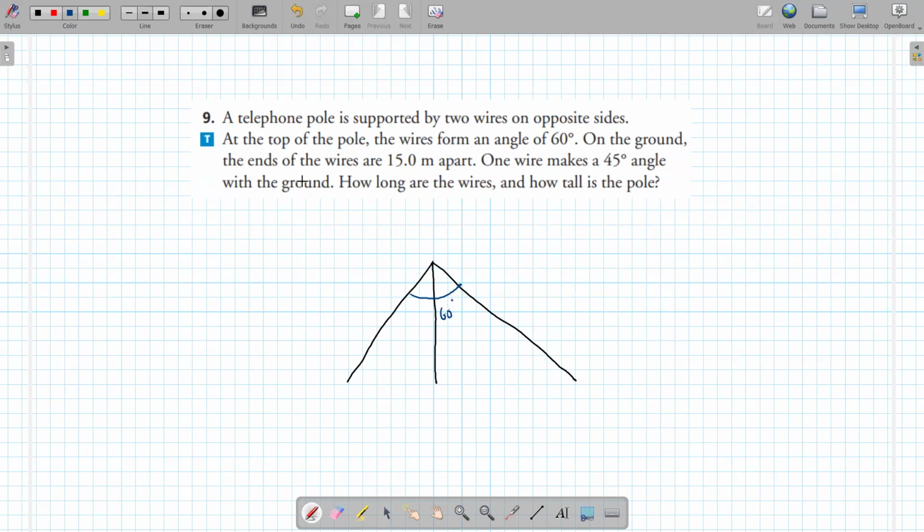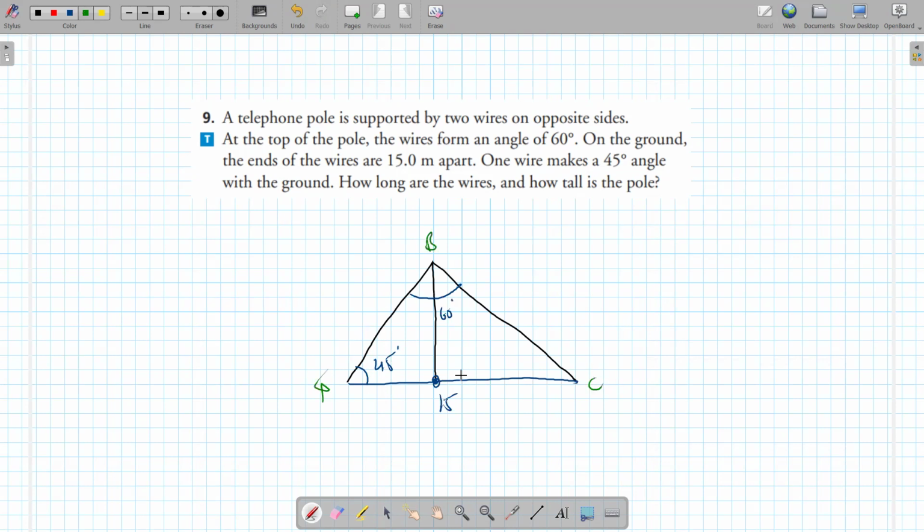On the ground, the ends of the wires are 15 meters apart. So that's pretty easy as well. This is 15. We don't know if this is the center. Keep that in mind. We don't know that. One wire makes an angle of 45. Question is, how long are the wires?